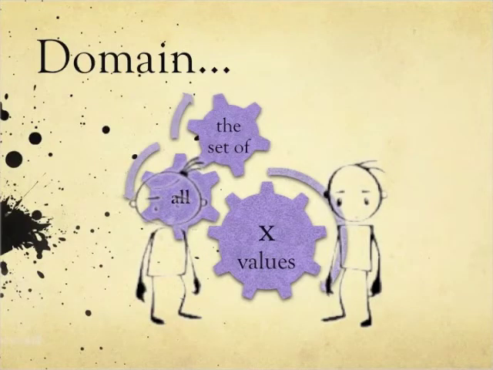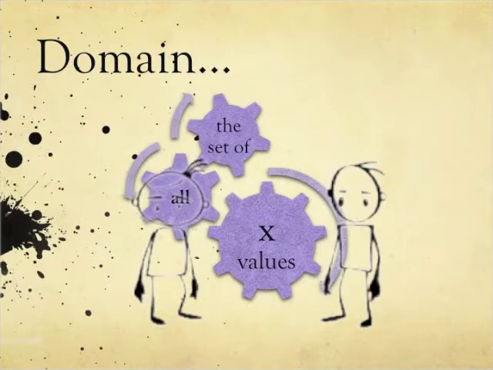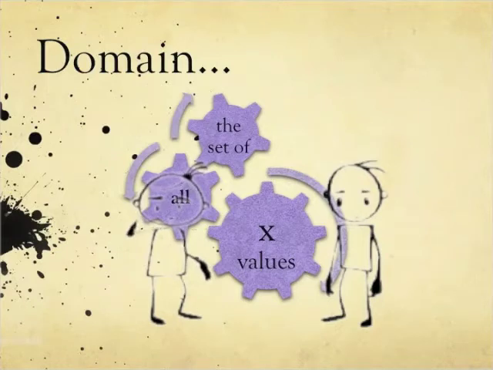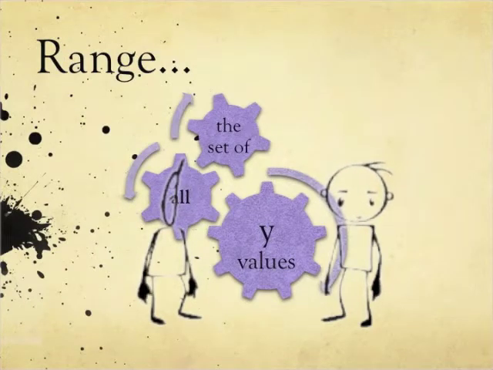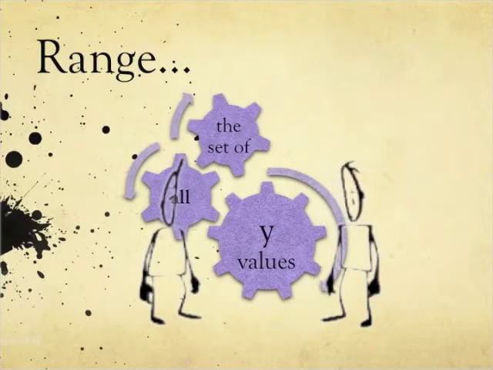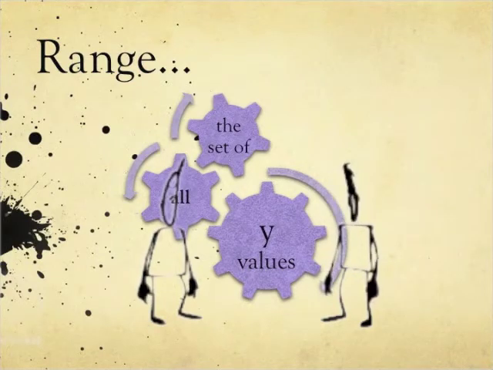The domain is the set of all x values in a given function. That means all the numbers that you could possibly input in this function for x. The range refers to the set of all y values in a given function. That means all the numbers that you could possibly obtain as outputs of this function.